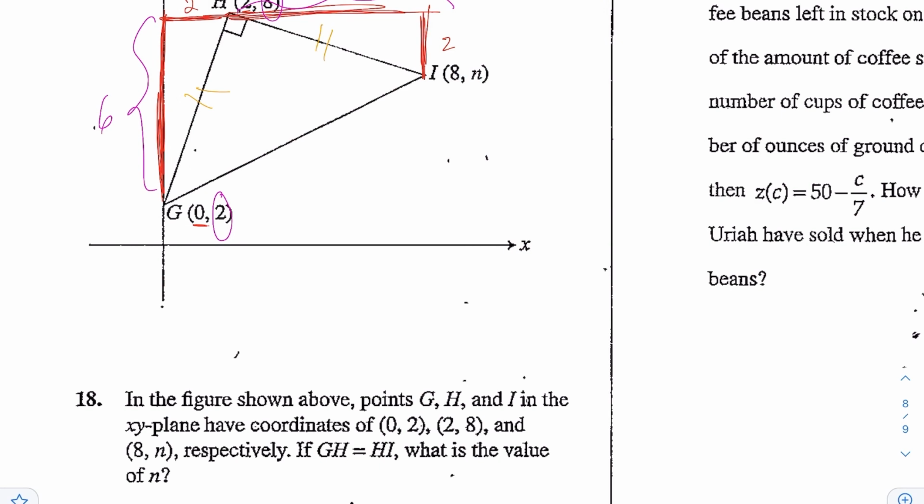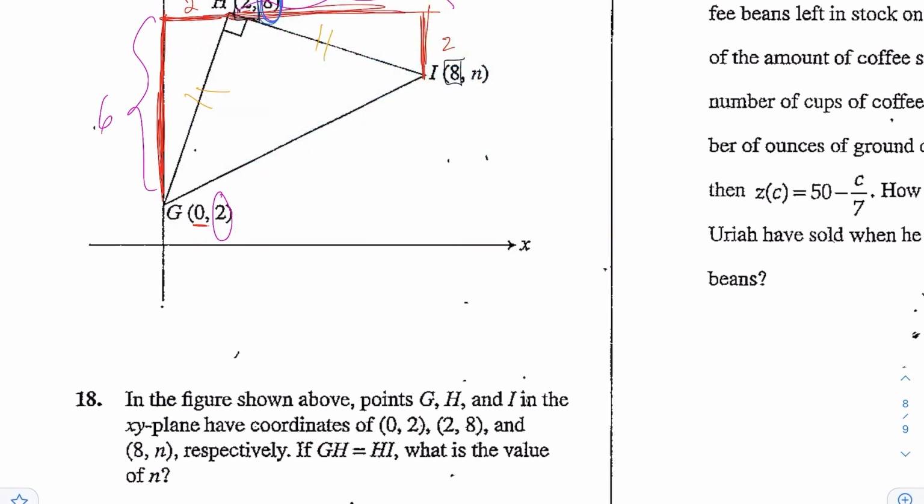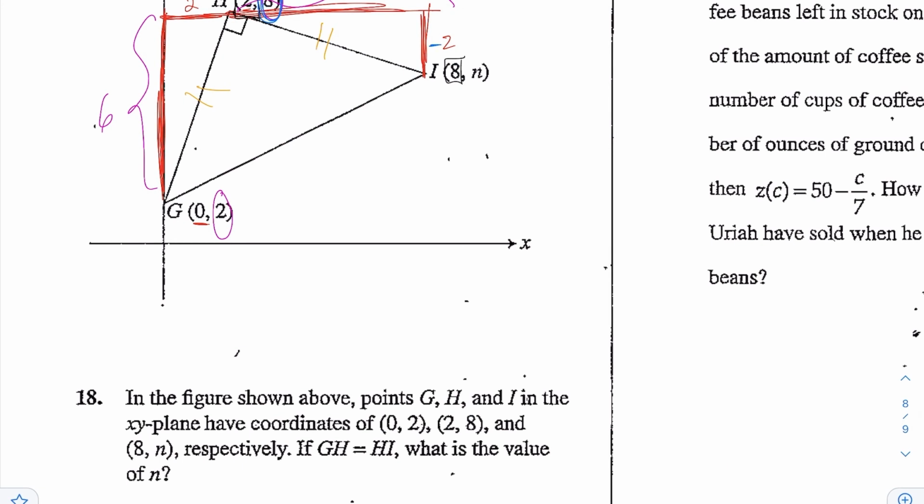So here, you know that at this 2, the x coordinate plus the 6 will become 8. So now you have to do the 8. This time you want a minus 2. That'll give you an n of 6. So you have to go down for this triangle.